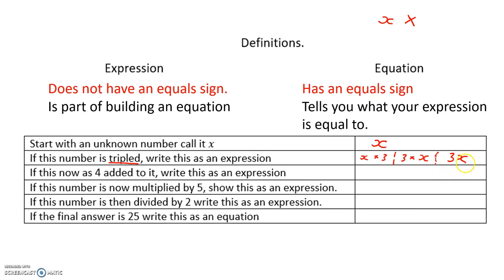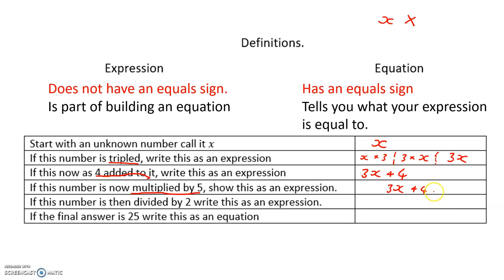We've still got the unknown number. We don't know what it is, but we've now times it by 3. This now has 4 added to it. So we've got our 3x that we had in the last one, and we add 4 to it. To add is plus, so we plus 4. This number is now multiplied by 5, so the number we've got, it all has to be multiplied by 5. So we've got our number, which was 3 times x plus 4, and it's all multiplied by 5.